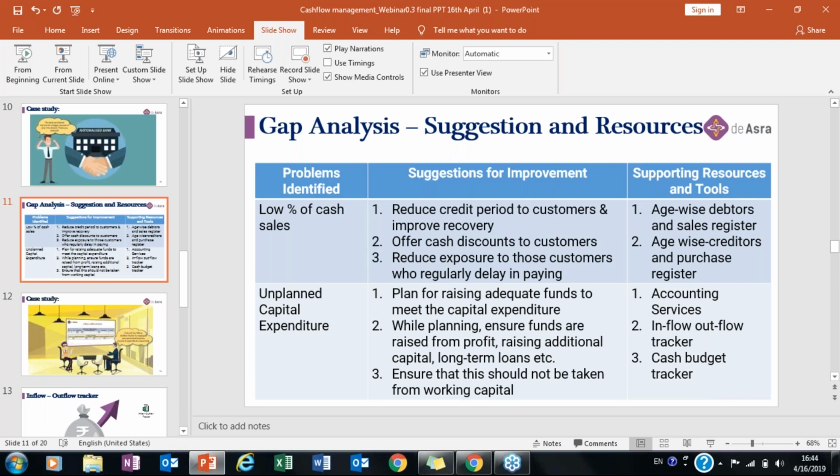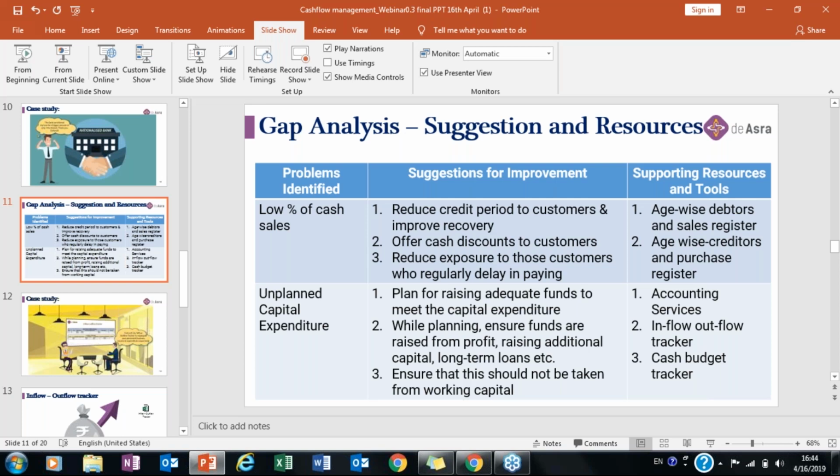Now, supporting resources and tools. As you can see, age-wise data and a sales register need to be maintained. But how to maintain that? Don't worry, the Astra Foundation will help you understand and give you tools and templates that we have prepared to keep your age-wise data list and sales register. Secondly, an age-wise creditors list and purchase register is also given for you to understand your debtors and creditors in time.